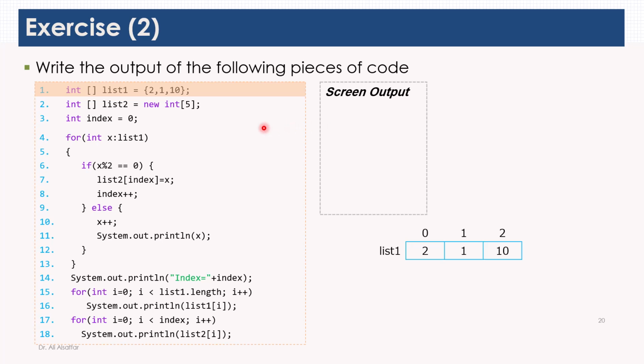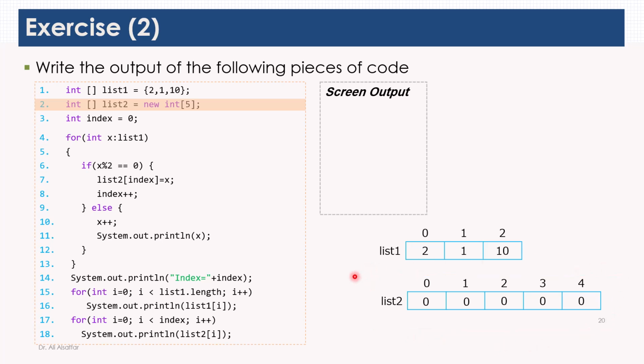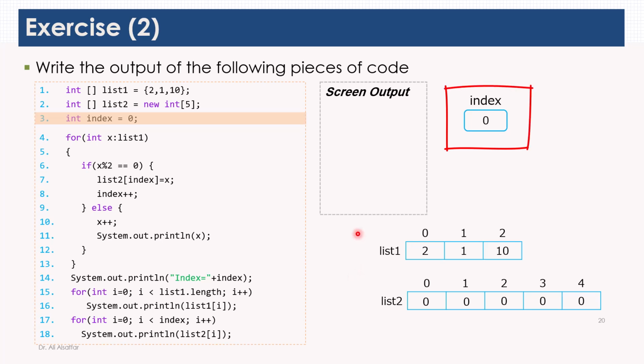In our next exercise, we need also to find the output of a piece of code that involves arrays. In line 1, we are declaring an array of integers, and this array is initialized by the constants 2, 1, and 10. In line 2, we are also declaring another array of integers of size 5. The system by default will initialize all of its elements to 0. And in line 3, we have a variable that's called index, and it's an integer, and its initial value is equal to 0.